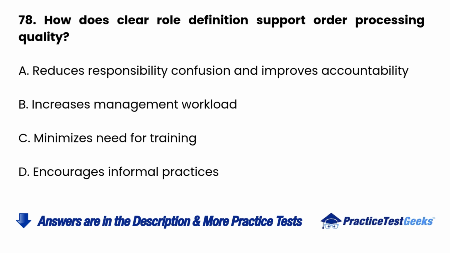78. How does clear role definition support order processing quality? A. Reduces responsibility confusion and improves accountability. B. Increases management workload. C. Minimizes need for training. D. Encourages informal practices.